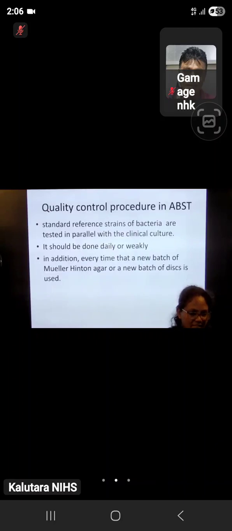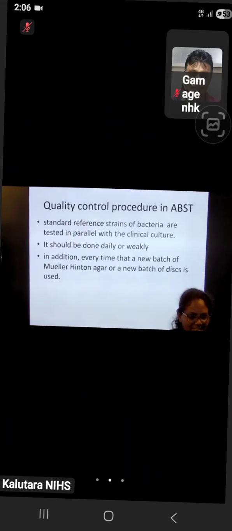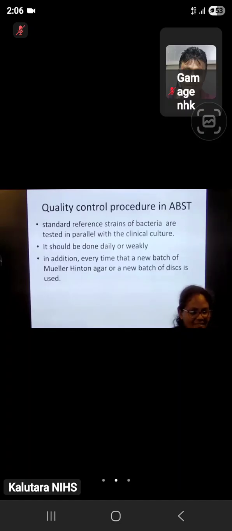The antibiotic stock should be stored where? What is the temperature? -20. But for day-to-day usage, you can keep them in the refrigerator. You have to use unexpired discs, and the potency should be the one recommended by the CLSI. Right? So these things you have to know.